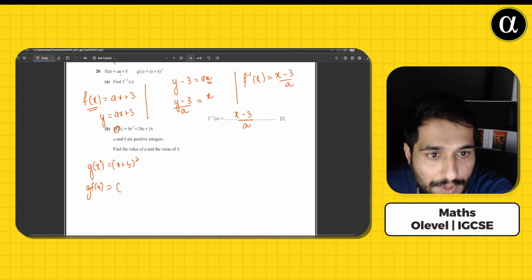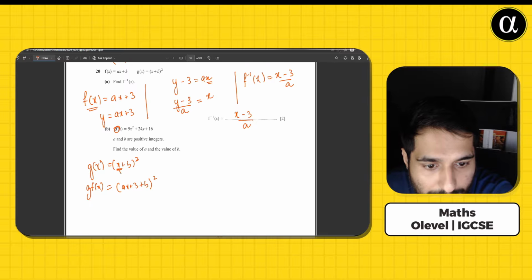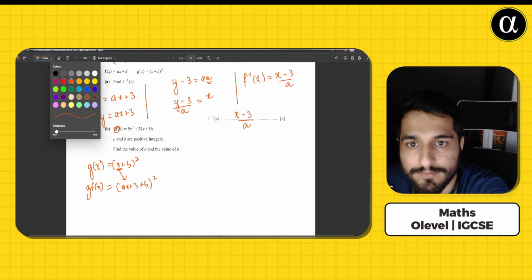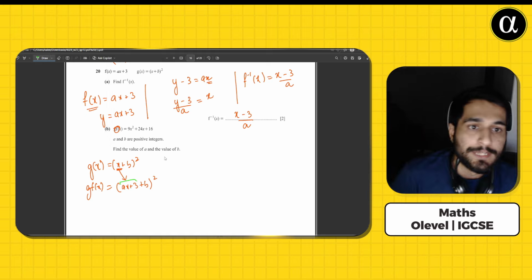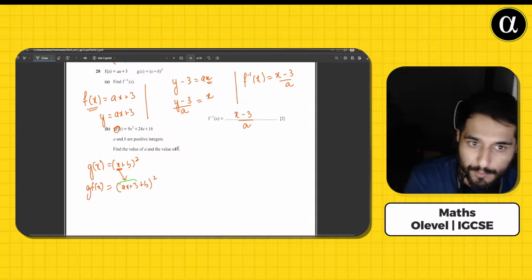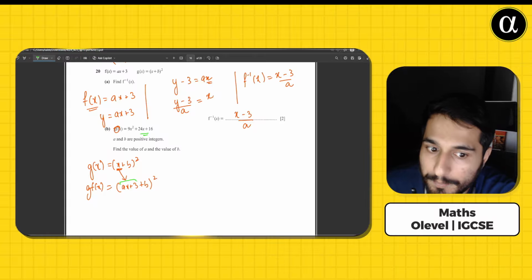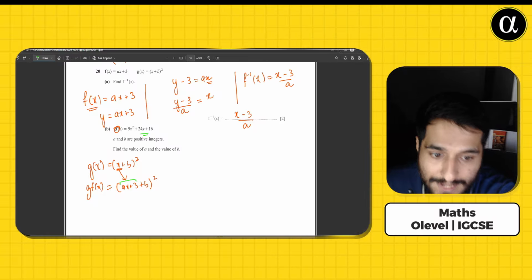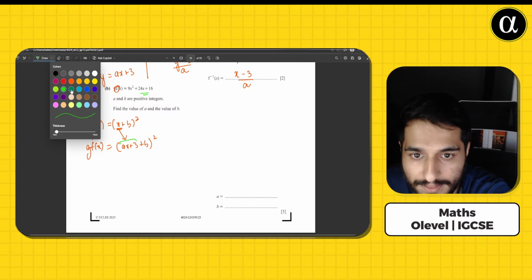That is going to give us ax plus 3 plus b and then whole squared. So basically instead of x we plugged in the function f, right? This one. Right, so what's the next step that we're supposed to do? Now there are two ways. Either you do completing the square on this method and then you compare it, or you can expand this and then solve it or compare it, right? So I'll do it with the second method that I just mentioned.